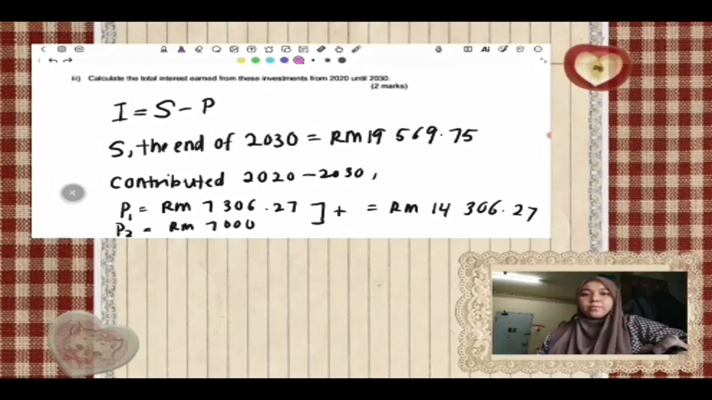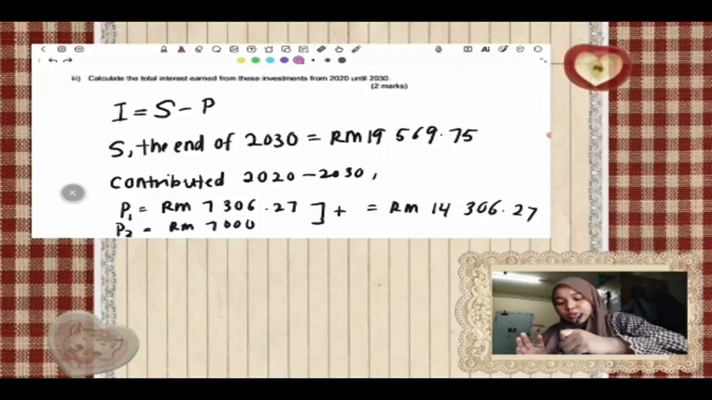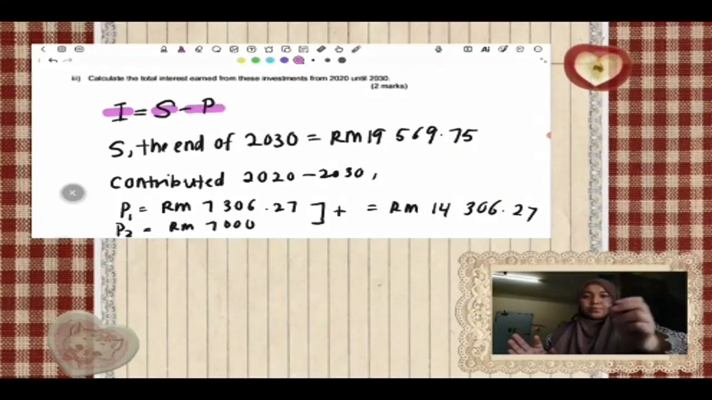So now, for question B3, calculate the total interest earned from this investment from 2020 until 2030. As we all know, the total interest earned over a period is calculated by subtracting the total amount invested from the final accumulated value. This helps us see how much an investment actually grew, not just the ending balance. So, the formula we use is interest equals final amount minus total amount contributed.